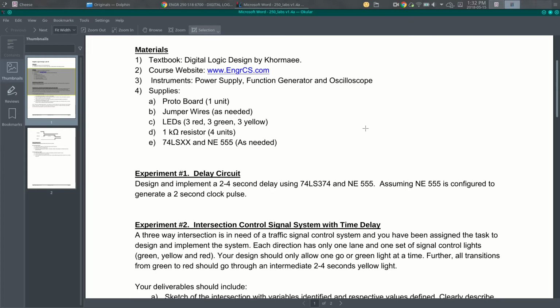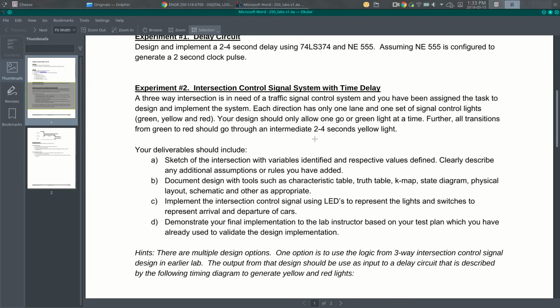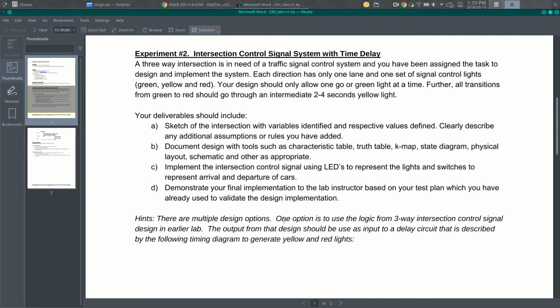We can describe a straightforward way to do experiment 2. It's at least a 2 protoboard experiment, so it's going to be lots of chips and lots of wiring. But the design and the theory of how this works, we're going to get through in about 10 minutes here. And there's lots of other ways to do this besides what we're going to talk about. There are multiple design options, many of them horrifying. We're going to talk about a fairly straightforward one, which is to use your previous 3-way intersection circuit and add something to it to create the yellow light behavior.